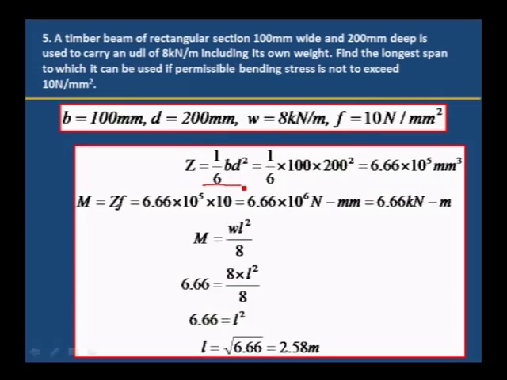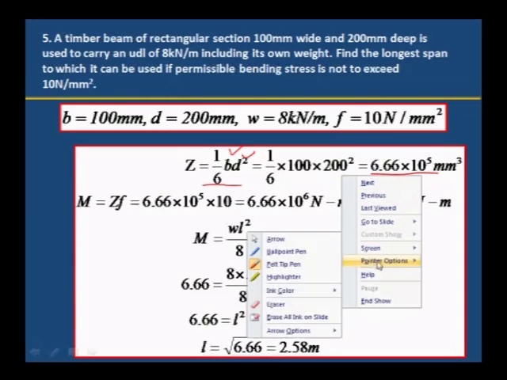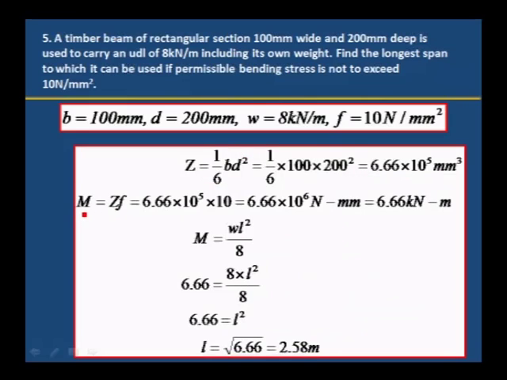First find out the Z. Z is equal to 1/6 BD square. B is 100 mm, given, and D is also given in the problem. Therefore 1/6 into 100 into 200 square, which is 6.66 into 10 to the power 5 mm cube. The second step is M is equal to ZF, moment of resistance is equal to Z into F. Z is 6.66 into 10 to the power 5, and F is the bending stress, 10, which is given in the problem. Therefore, M is equal to 6.66 into 10 to the power of 6 Newton mm.